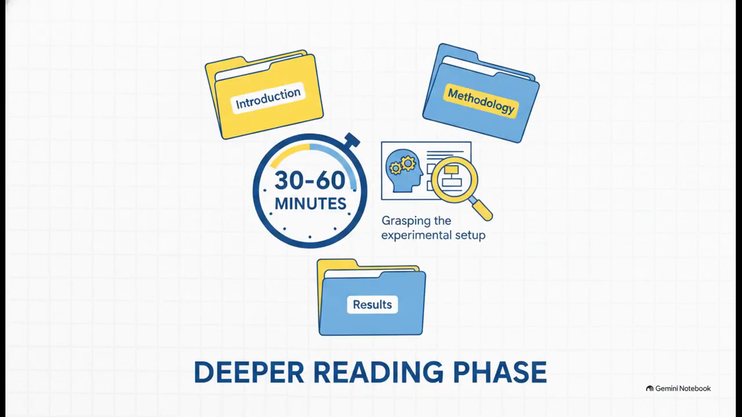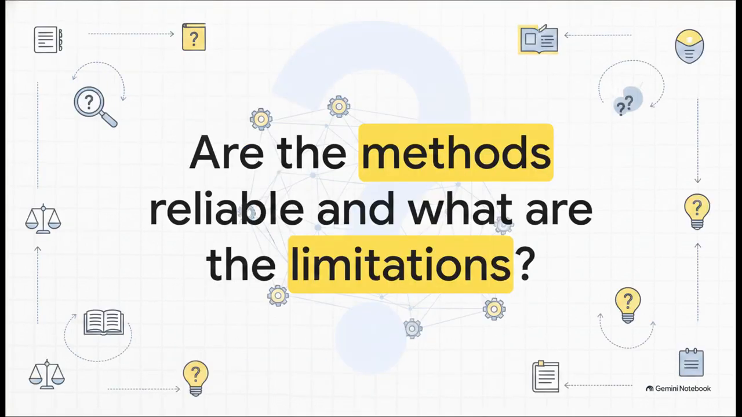If it survives that first pass, you move to pass 2, understanding. Now you're investing maybe 30 to 60 minutes. You read the intro, methodology, and results. The goal here is to genuinely grasp how the experimental setup works and how they executed their core approach. Then, the crucial part. Pass 3, critical reading.